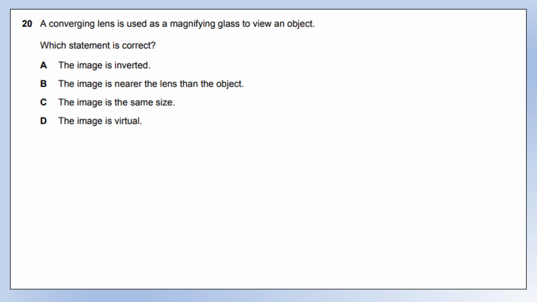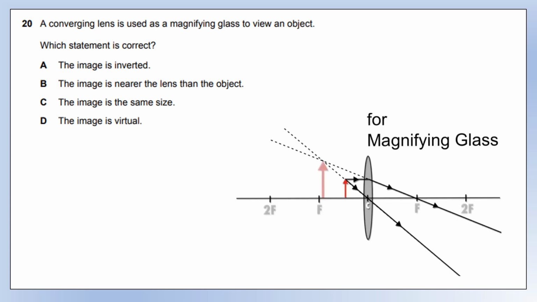A converging lens is used as a magnifying glass to view an object. Which statement is correct? Okay, so if we draw a diagram for a converging lens being used as a magnifying glass, the object has to be inside the focal length of the lens, and that leads to it being magnified. And as you can see, the rays converge. Well, they don't actually converge. There's a virtual convergence point. So we're going to get a virtual image, but you can see that the image is upright, so that's not inverted. It's clearly further from the lens, and it's clearly bigger, but it is virtual because no light rays actually pass through where the image is formed.